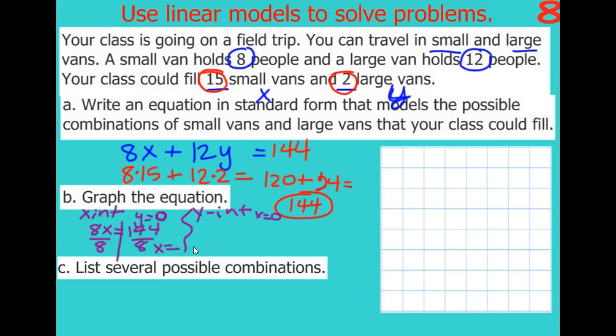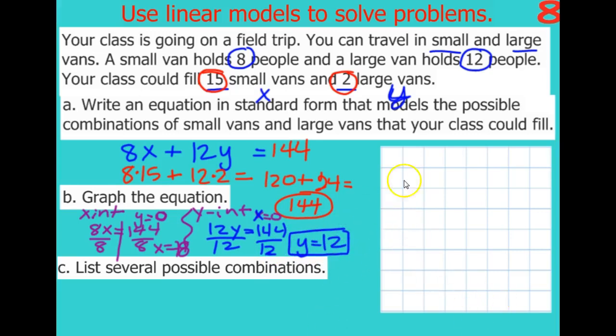144 divided by 8, my calculator would work. Here we go, 144 divided by 8 is 18. And if I find my y-intercept on this side, that would be when x is 0. So anything times 0 would be 0. So we have 12y equals 144. And divide by 12. y equals 12.